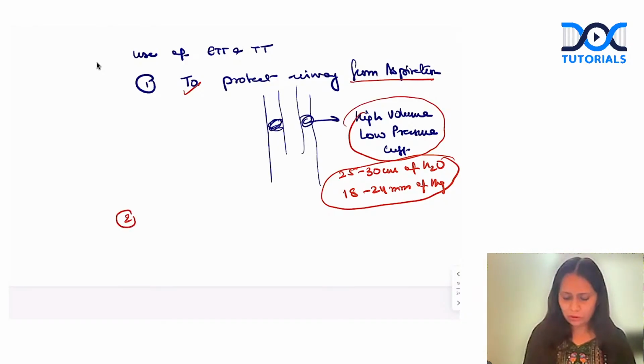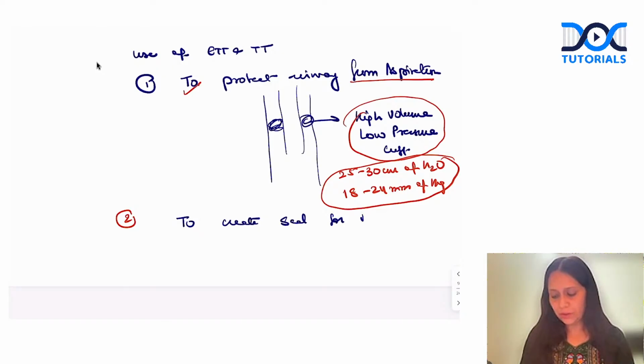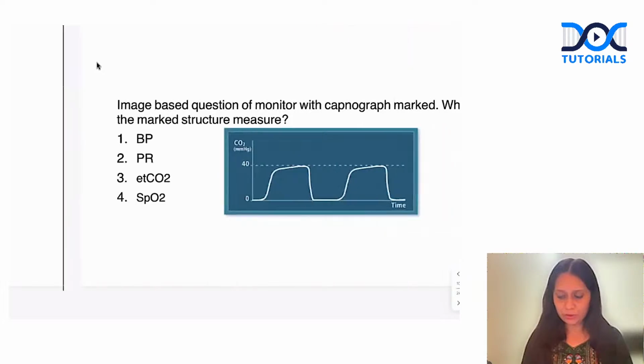And also to create seal for positive pressure ventilation. But it is not used for positive pressure ventilation, right? So answer has to be to protect the airway from aspiration. That's the major role. Okay, next question.